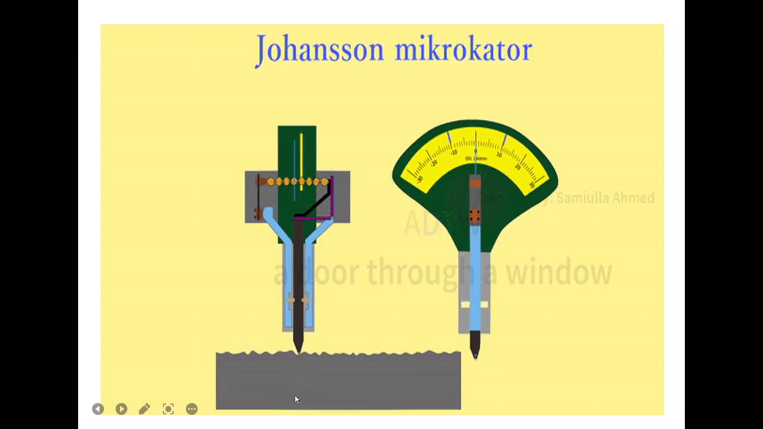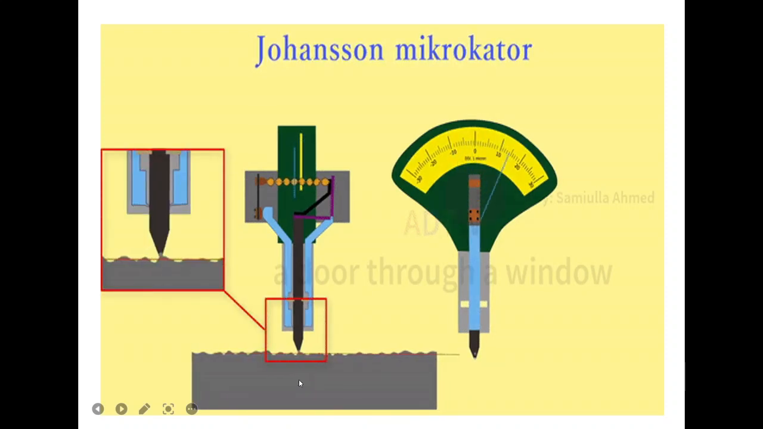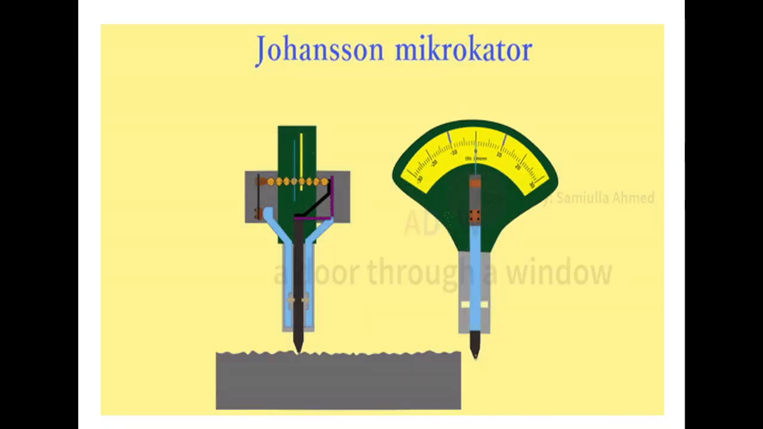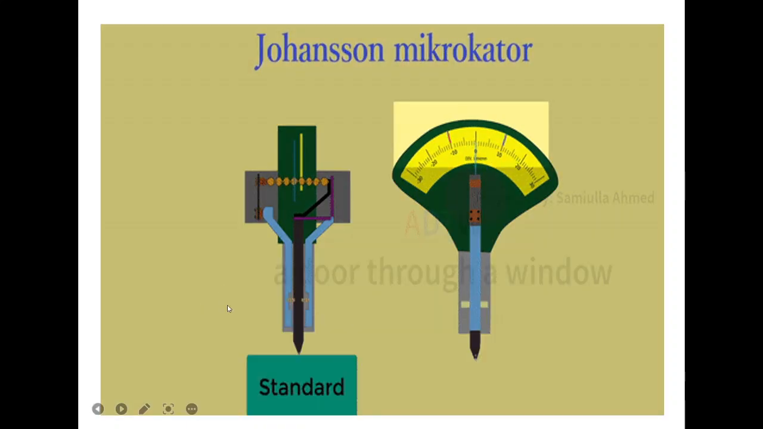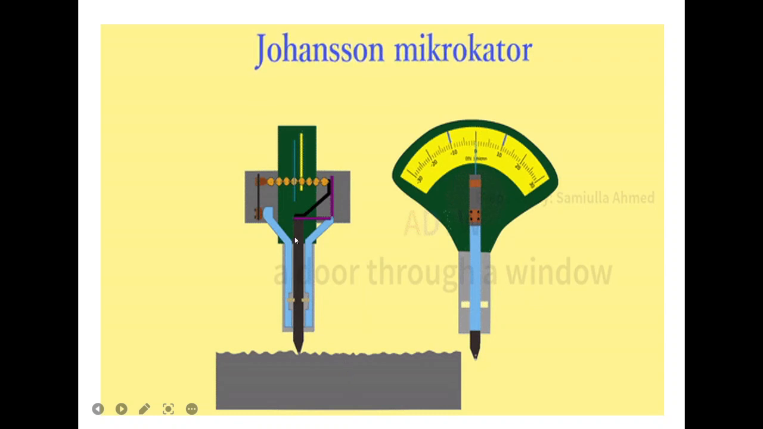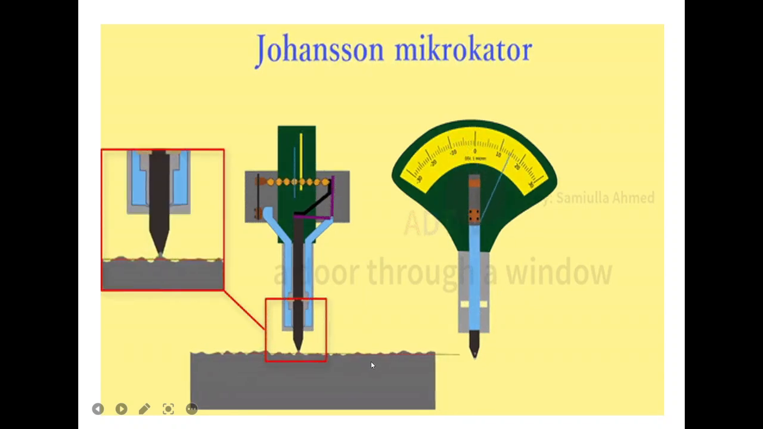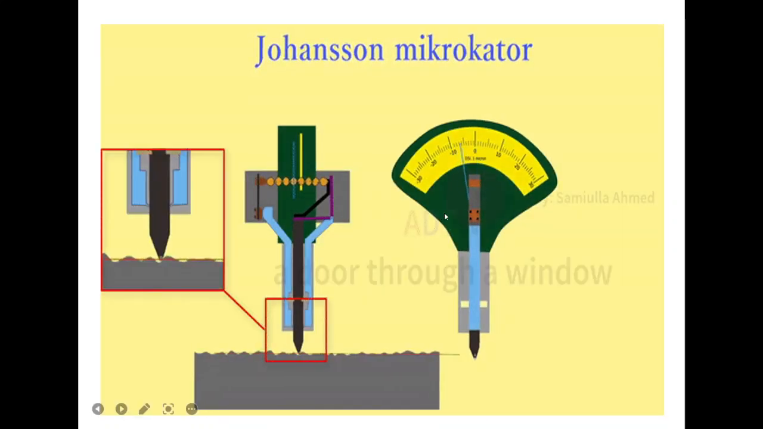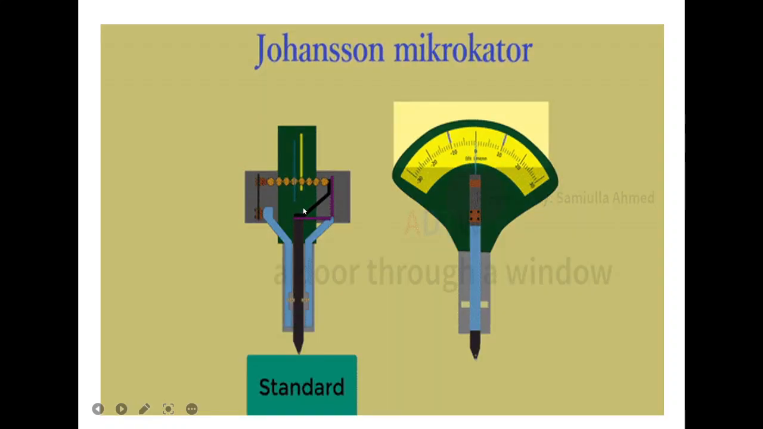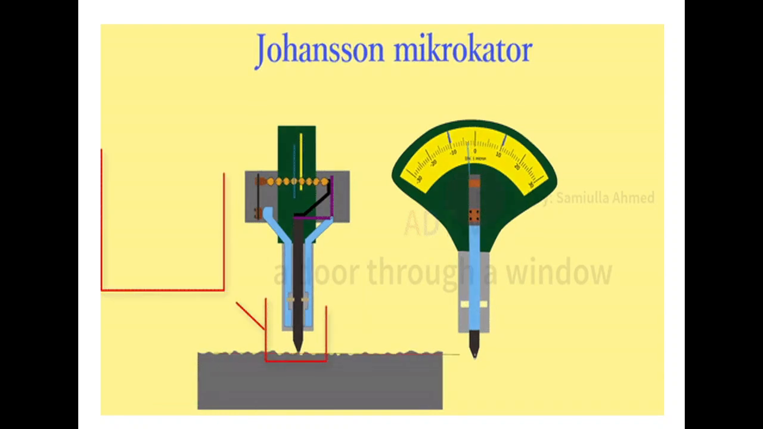You can see the standard is placed first below the plunger, and then 0 is set, and then the standard is removed and your workpiece is placed below the plunger, and the plunger is allowed to move from one end to the other end. At that time, due to the uneven surface of your workpiece, this plunger will move up and down, and due to the movement of the plunger, this bell crank lever will move either downward or upward.